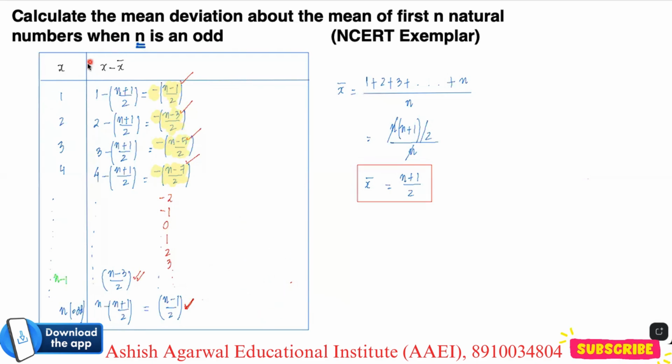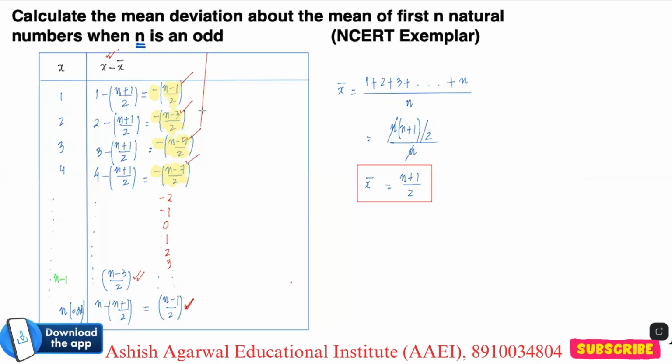I'll repeat once again. हमने सारे observation में से mean को minus किया. Initially we were getting all the numbers in negative. Then gradually we got minus 2, minus 1, 0. Then we started getting the positive numbers, similar numbers, 1, 2, 3. Again, positive n minus 7 by 2 will come. N minus 5 by 2 will come. N minus 3 by 2 came. N minus 1 by 2 came, the positive. So we have got all the deviations.